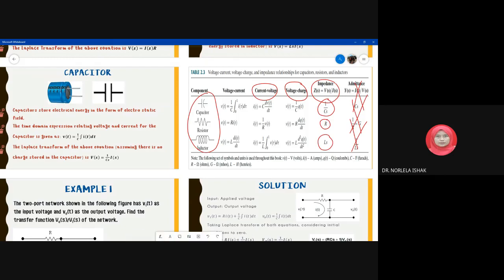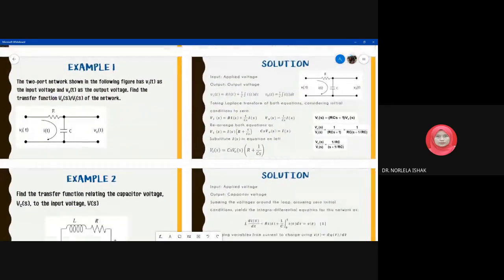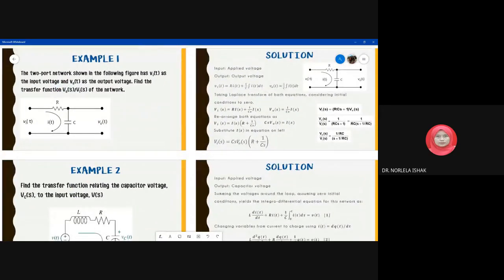Okay, let's see example number 1. I think everybody is quite familiar with this electrical circuit. This is an RC circuit. The two-port network shown in the figure has Vi as our input voltage and V0 as the output voltage.